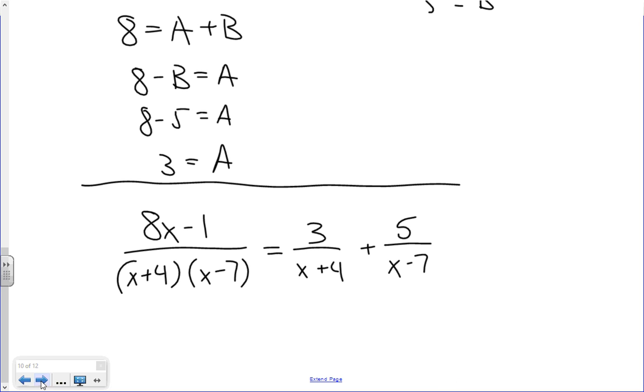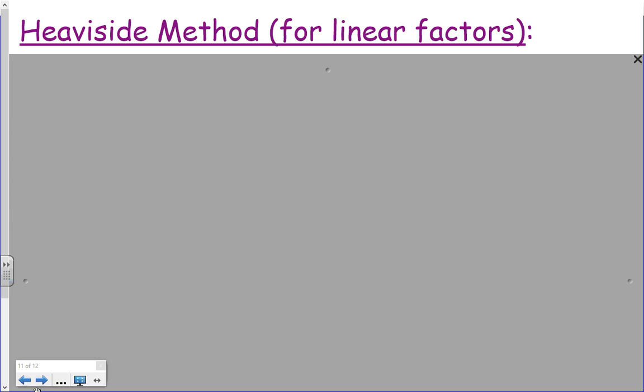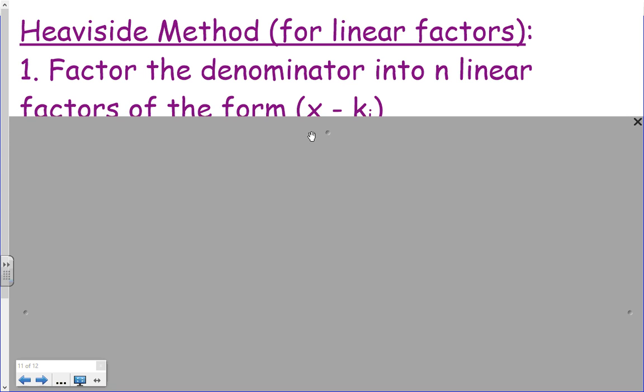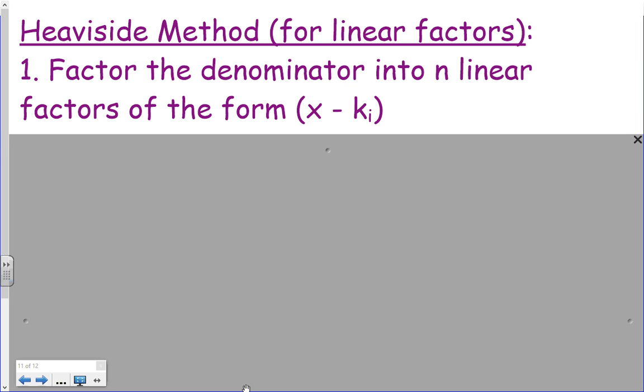Let's talk about another way that we can solve this, though. There's a technique called the Heaviside Method that we can use to solve this if we're working with linear factors in the denominator. If they're nonlinear factors, or if they're repeated, then you've got a few more steps to use, or you've got to use that algebraic technique that we just saw. The Heaviside method here is named after a guy named Heaviside, thus the name of it. But here's the method that he came up with for doing this same task.